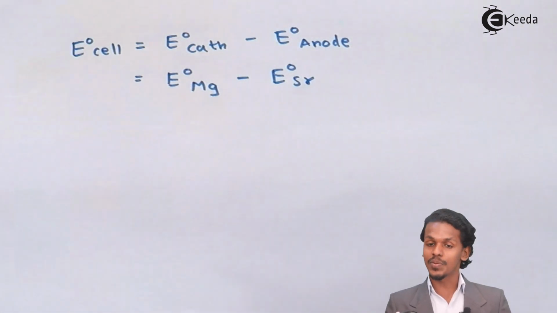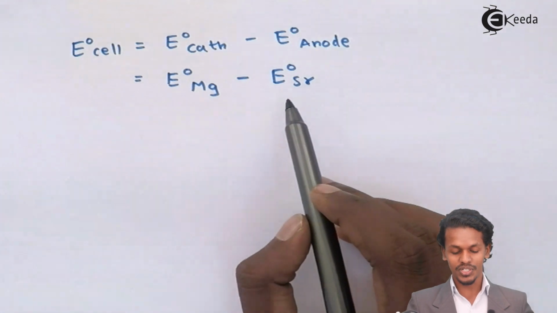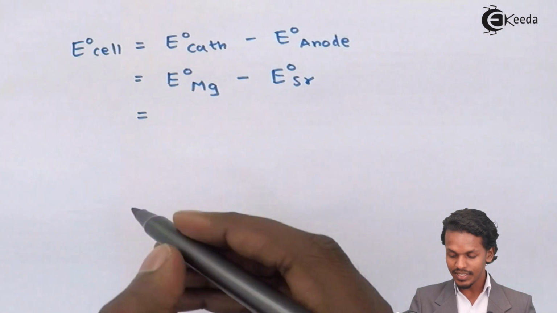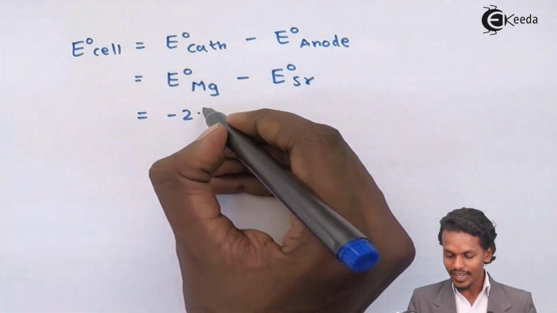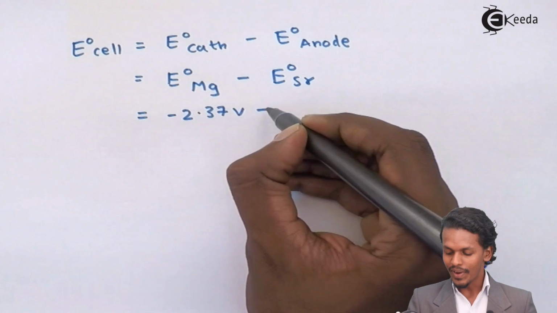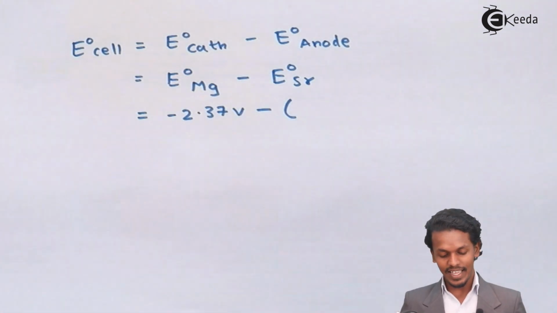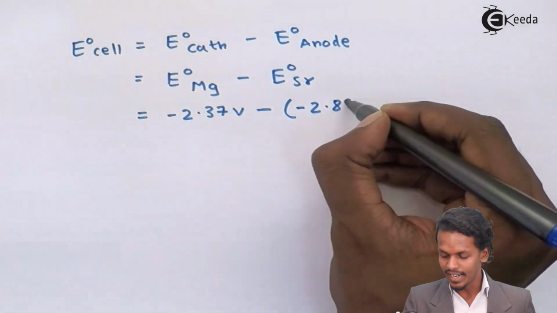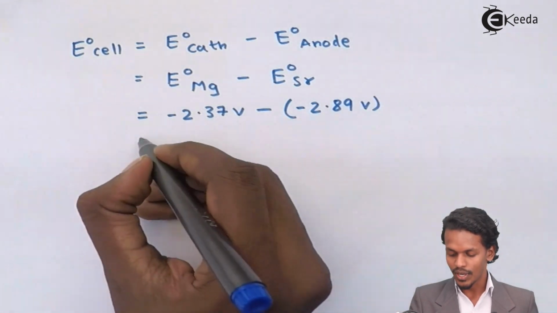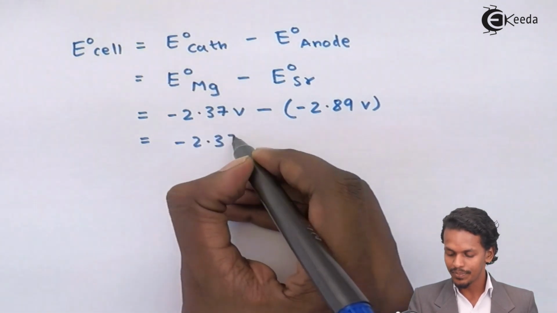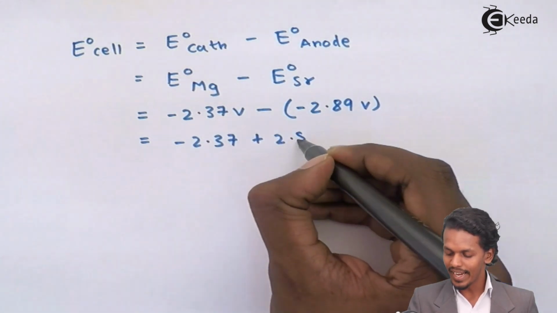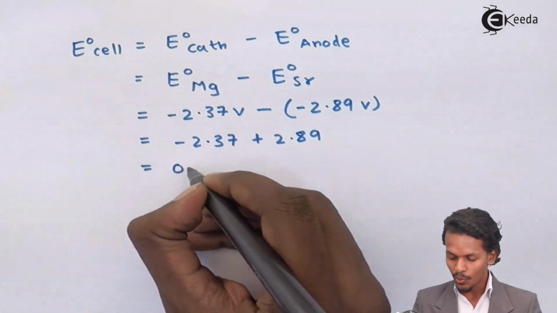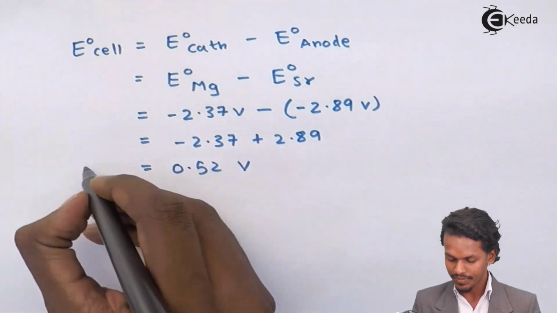Now we can easily substitute the values of E naught Mg and E naught Sr. The value of E naught Mg that they have provided to us is minus 2.37 volt, while that of strontium is minus 2.89 volt. So I can write this as minus 2.37 plus 2.89. Let us see what the answer is. It is 0.52 volt.